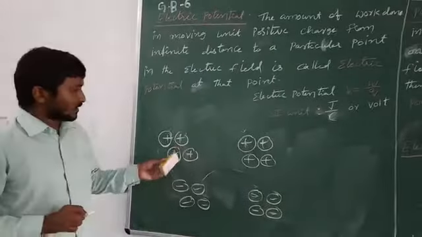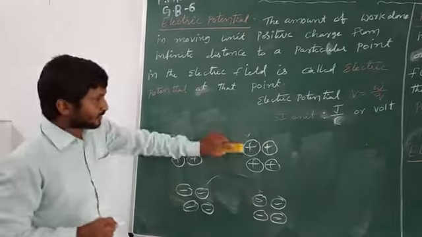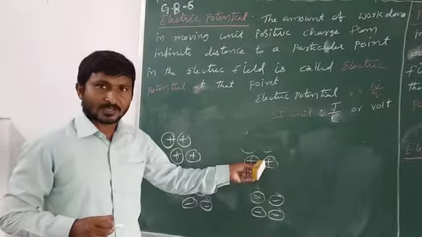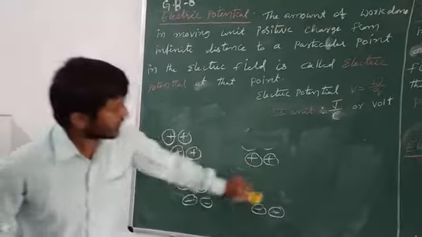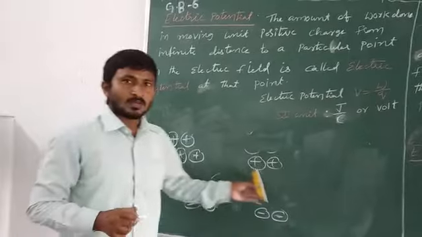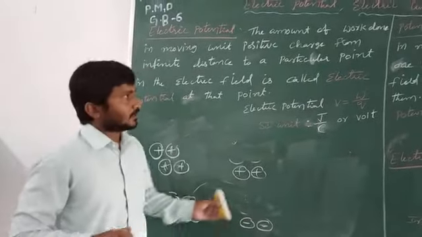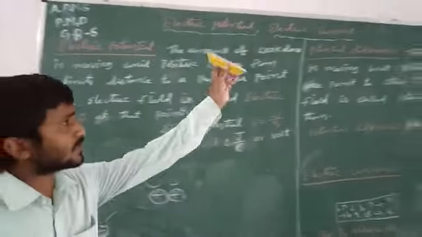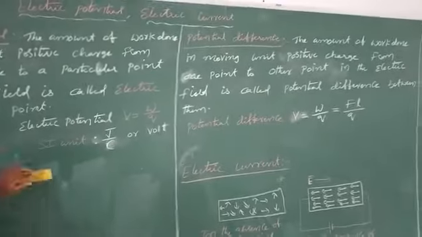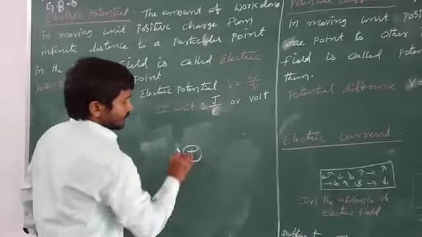And remember one thing, the positive charge carriers always flow from high potential to low potential, whereas the negative charge carriers flow from low potential to high potential. Low potential to high potential. Now what is potential difference? This is around a charge carrier.